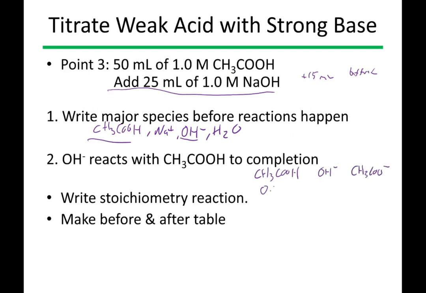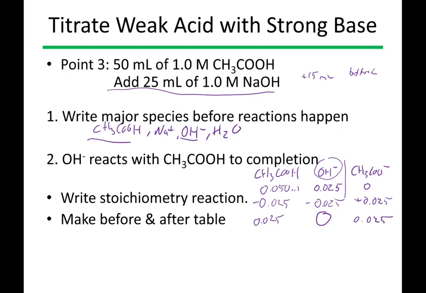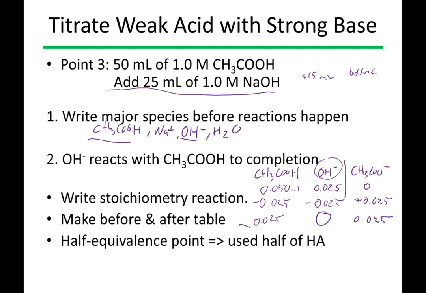And here again, we're still starting with 0.050 moles of the acid. We've added a little more base at this point, so that's 0.025 moles. And we don't have any of the conjugate base to begin with. This is still the limiting reagent, so we'd still lose 0.025 moles of the base and make that much of the conjugate base. And so after the stoichiometry reaction, we end up with 0.025 moles of the acetic acid. We've used up all the strong base, and we end up with 0.025 moles of acetate.